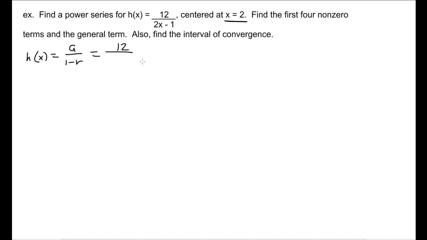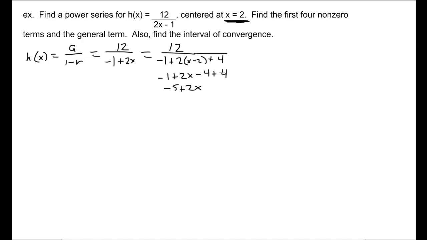So we have 12 over negative 1 plus 2x. And remember, now we're centered at x equals 2, so we're going to put x minus 2 in for x. But look what we've done. We've changed the denominator into negative 1 plus 2x minus 4, which is negative 5 plus 2x, and that's not what we want. We want to keep it as negative 1 plus 2x. So to remedy that, we're going to add 4, which would make that 0 and keep it as negative 1 plus 2x.